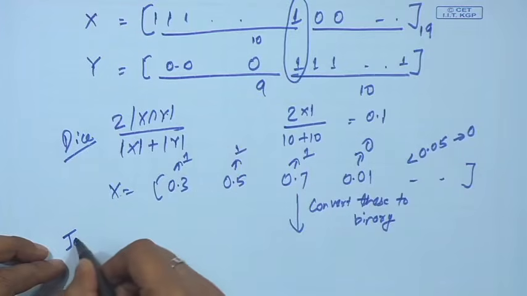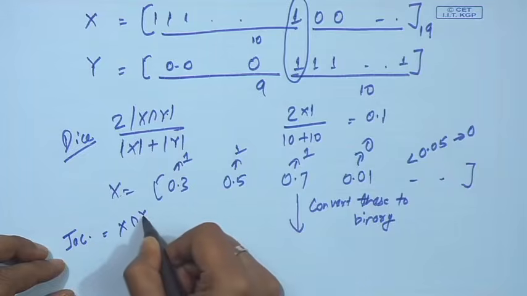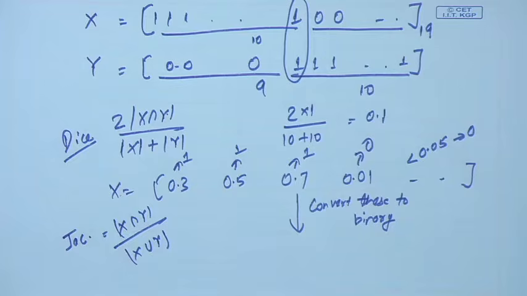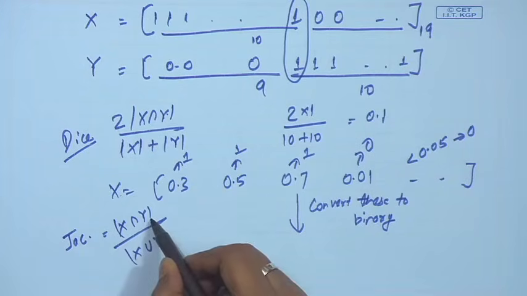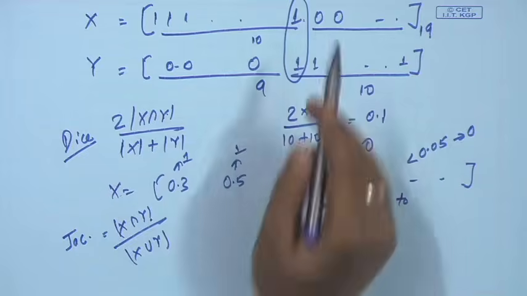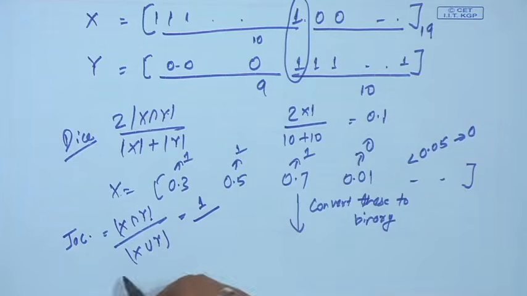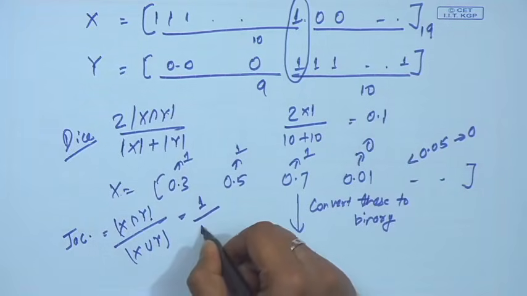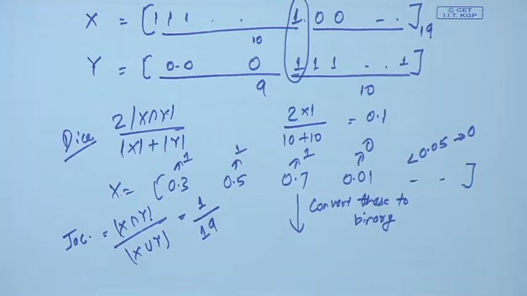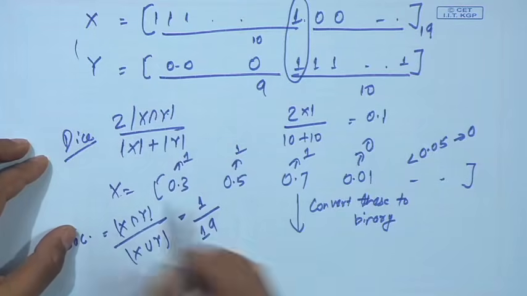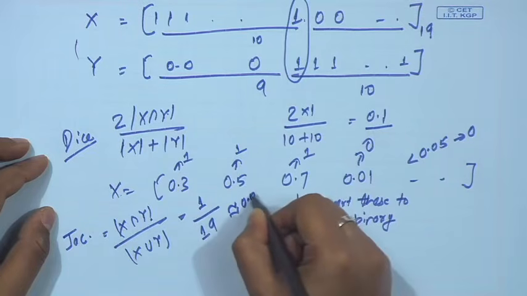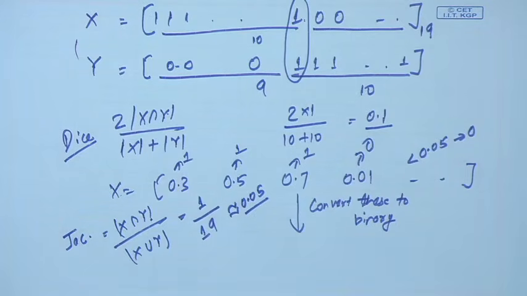So let's try on the same example. So I am using the Jaccard as x intersection y divided by x union y. Okay. So now in this case, what is x intersection y? This will remain as 1, only one entry is 1. And what is x union y? Now x union y will contain all the elements. This will be 19. So what you are seeing for the same two vectors, Dice gave a value of 0.1 and Jaccard gave 1 by 19, that is closely 0.05. So this gave much smaller value.